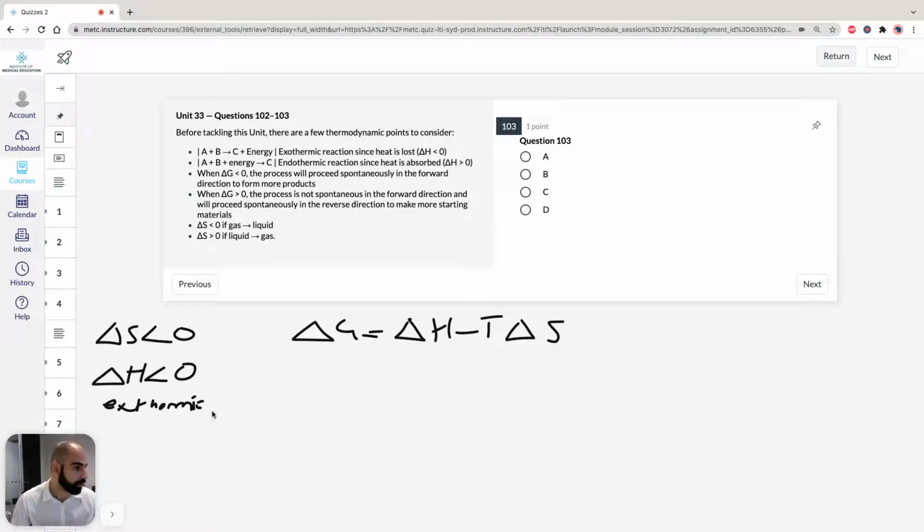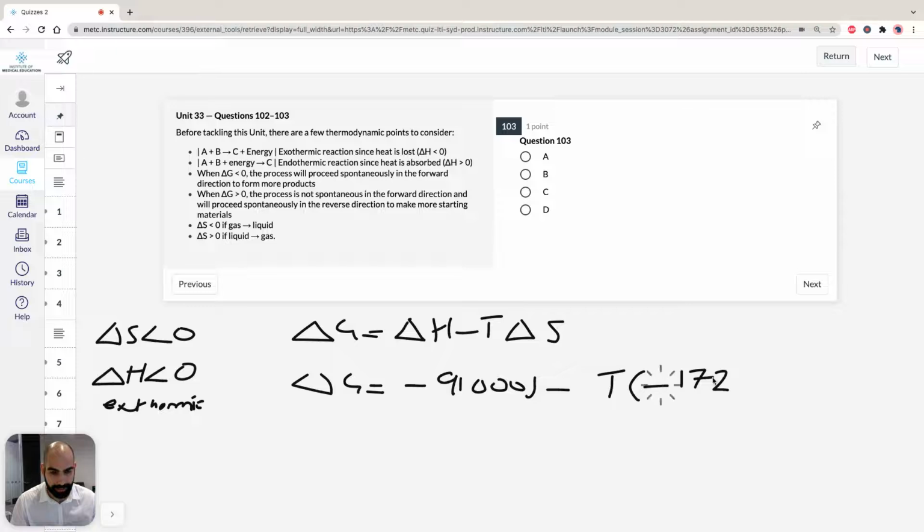So let's write it in joules here, because our entropy is represented as joules per Kelvin. So it's going to be change in G equals minus 91,000 joules, minus temperature, bracket, minus 172. So remember, again, it's going to be not so spontaneous. That's why S is less than 0. Joule Kelvin minus 1.